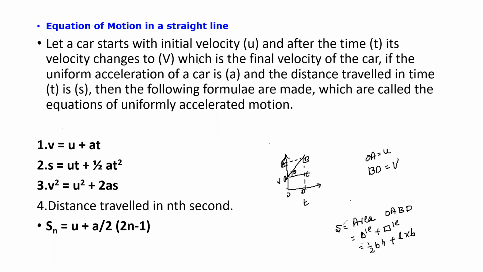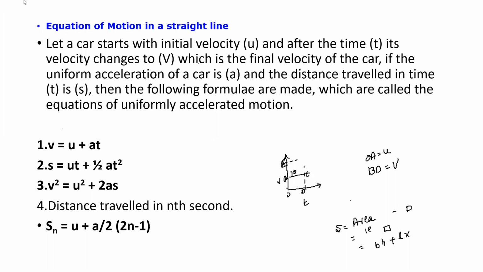So just from the figure, if you substitute all the values directly, you will get the second equation, that is S is equal to UT plus half AT square. So this is how we derive the second equation. Then similarly, we can derive the third equation.